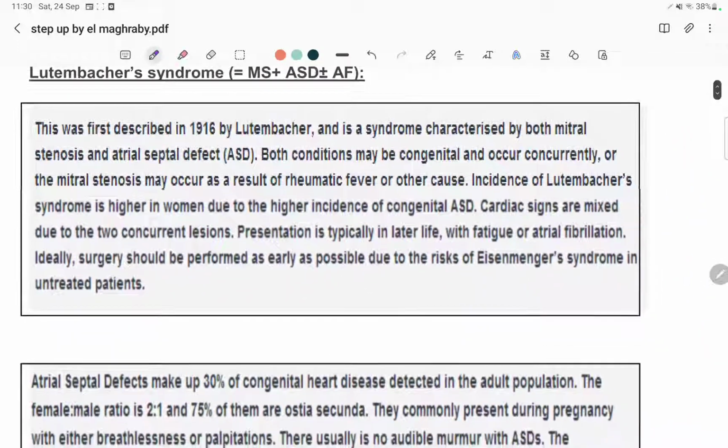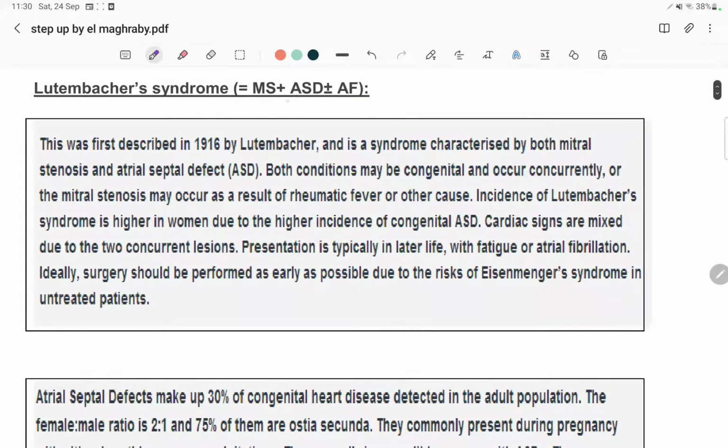This is Lutembacher syndrome: MS plus ASD plus or minus AF. First described in 1916 by Lutembacher, it is a syndrome characterized by both mitral stenosis and ASD. Both conditions may be congenital and occur concurrently, or the mitral stenosis may occur as a result of rheumatic fever or other causes. Incidence of Lutembacher syndrome is high in women due to the high incidence of congenital ASD, and the mixed picture is due to the two concurrent lesions.